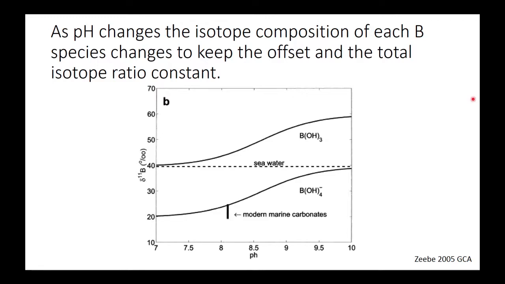So it's important for using it as a proxy for pH. If you imagine that the bulk ocean would have, if we had measured all of the boron in all of the ocean, it would have a value. Let's say that value is somewhere around 40 per mil positive. So if we could get all of the boric acid and all the borate ion anywhere in the ocean, add those together and measure the composition, it would be this value.